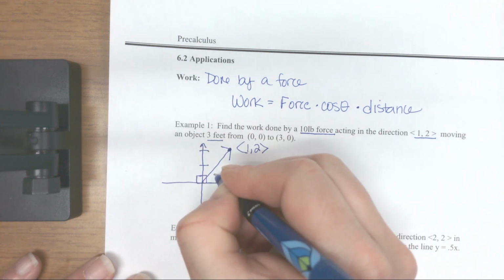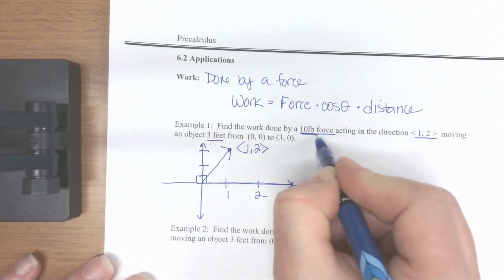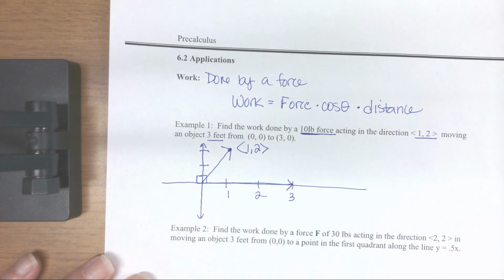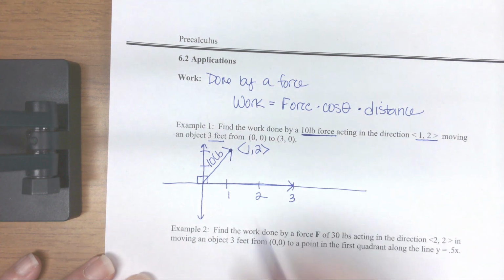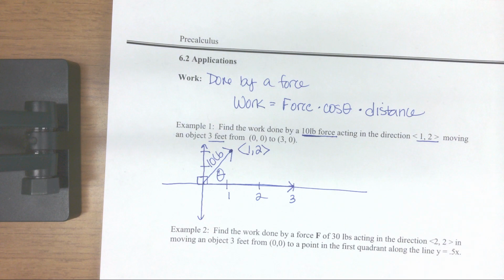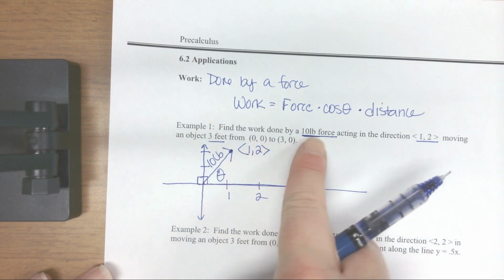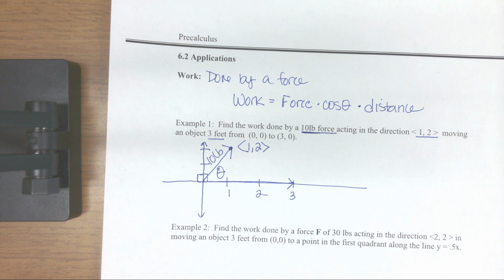So in order to do this, now I give you the force. I give you the 10-pound force. That's my F. Did I give you the angle? I didn't, but I can find it out. Did I give you the distance? Yes. So how are we going to figure out what theta is? Oh, we know how to do that. We've done that before.